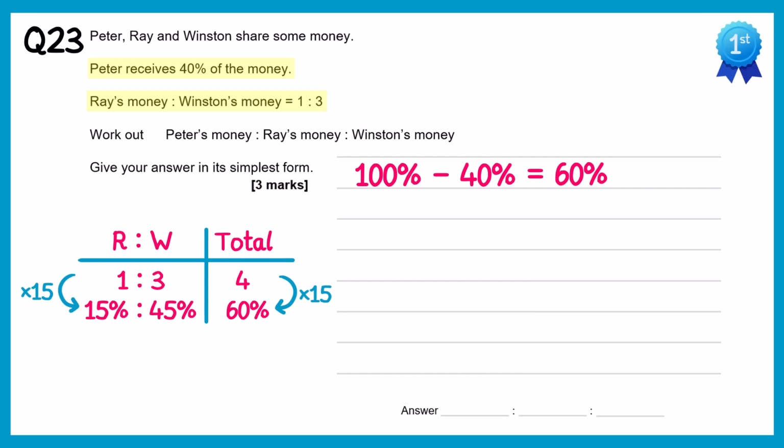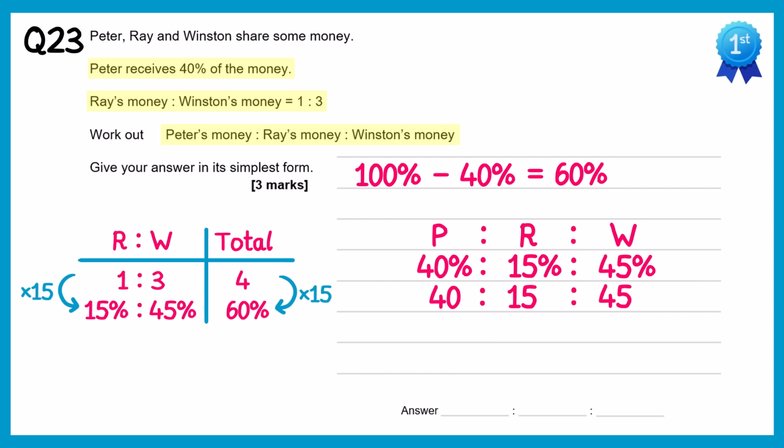The question asks us to work out the ratio of Peter's money to Ray's money to Winston's money. So let's write out P to R to W. We were told that Peter receives 40% of the money, and we just worked out that Ray receives 15 and Winston receives 45. To write this as a ratio, we don't need a percentage sign, so it must be 40 to 15 to 45. The question does say to give this in its simplest form though, so we're going to need to simplify this. We can divide them all by 5. 40 divided by 5 is 8, 15 divided by 5 is 3, and 45 divided by 5 is 9. So the ratio is 8 to 3 to 9.